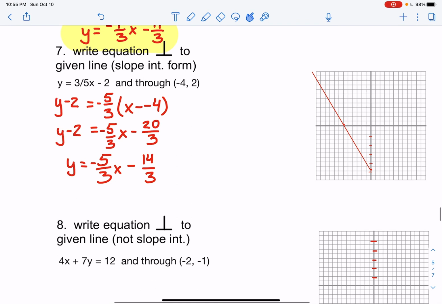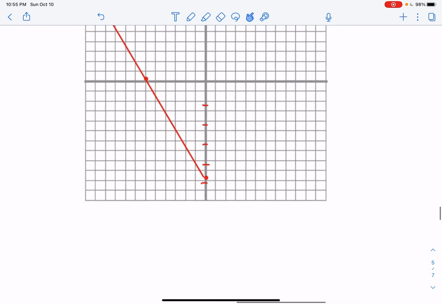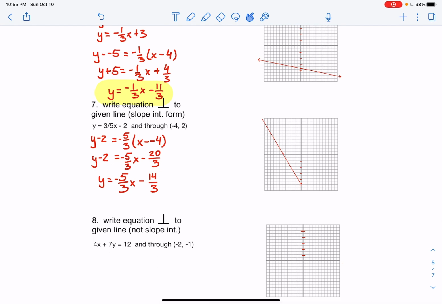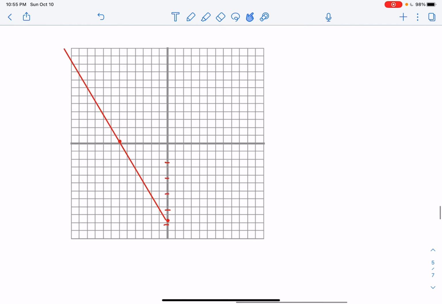My slope tells me to go down 5, right 3. Well, I'm going to run out of space if I go down 5, right 3. So I'm just going to go up 5, left 3. If I go up 5, left 3, that's my next point. And then I've got my graph. Connect the dots.